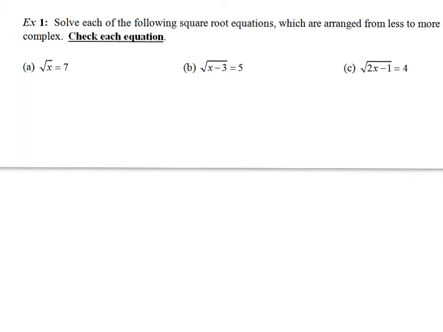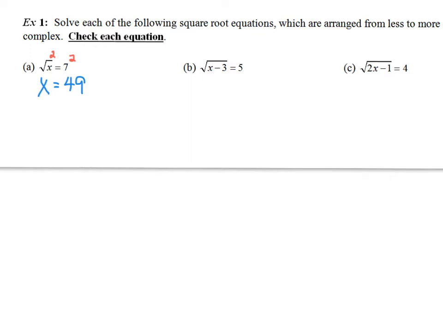So since the radical is already by itself on one side of the equation, we want to square both sides of the equation. Now, because squaring and square rooting are inverse operations, when we square a square root, that gives us just what's underneath the radical, called the radicand. In this case, we have x. So our answer, x equals 7 squared, which is 49.